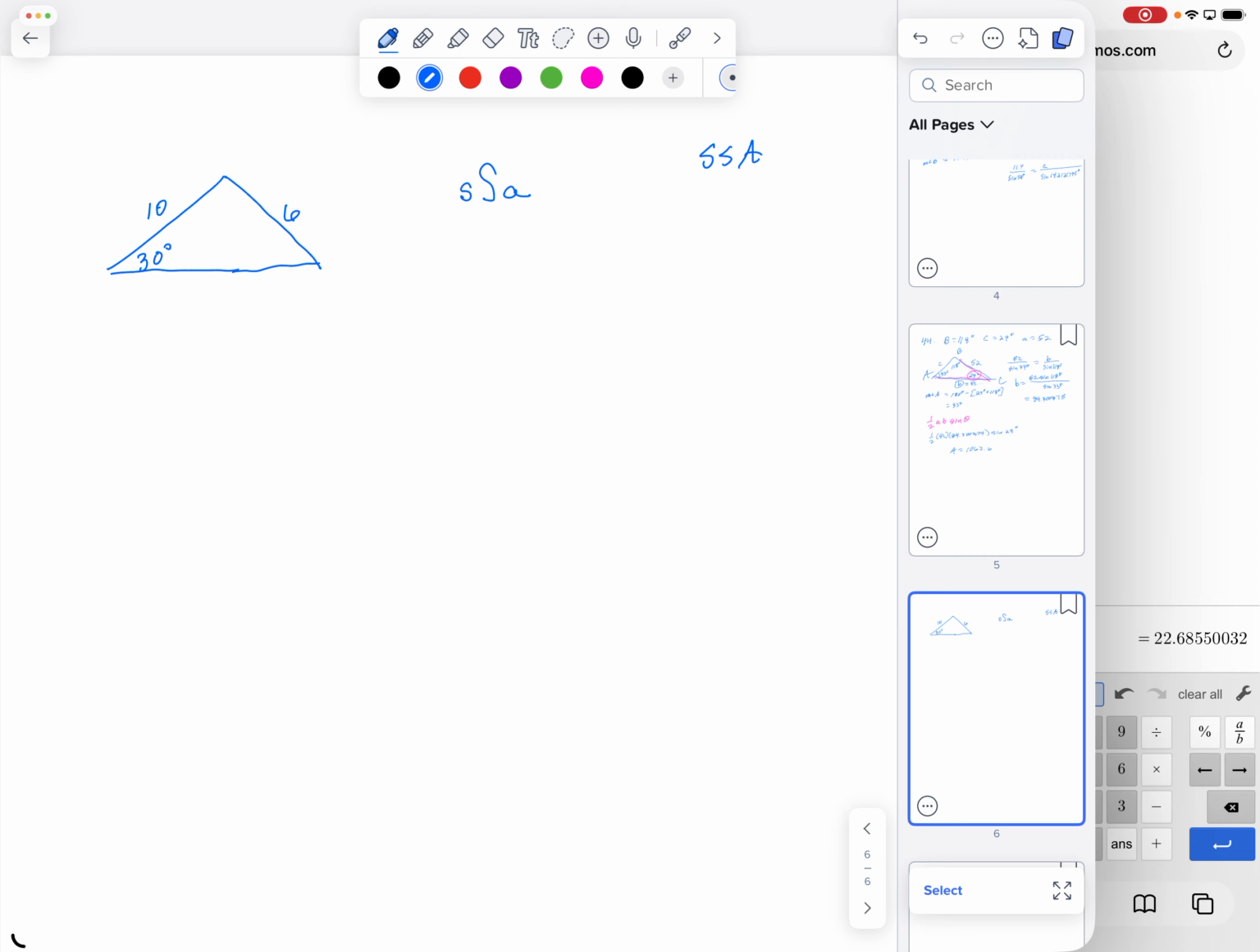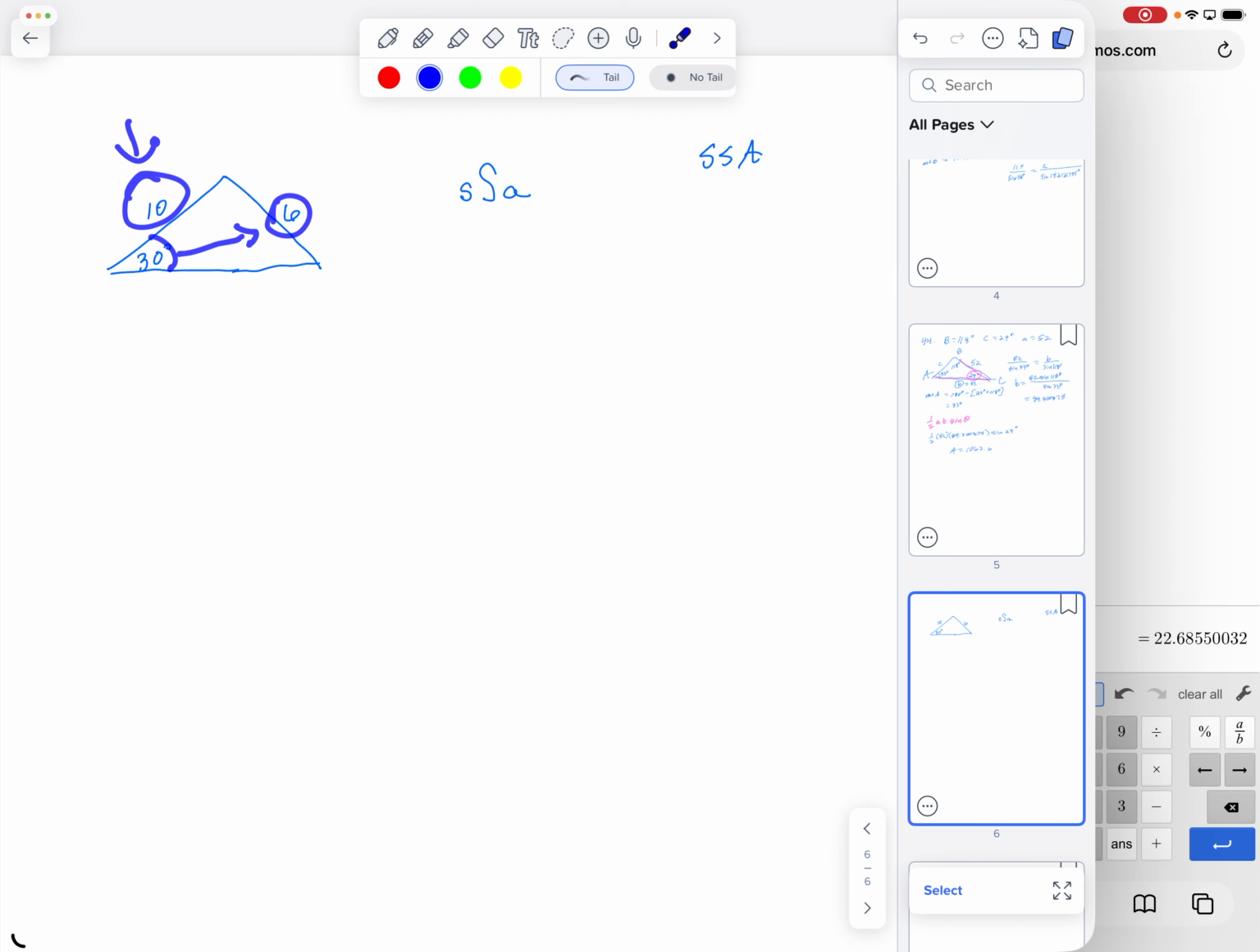If the height is equal to the small side, then there is only 1 triangle. And when the small side is less than the height, there are no triangles.